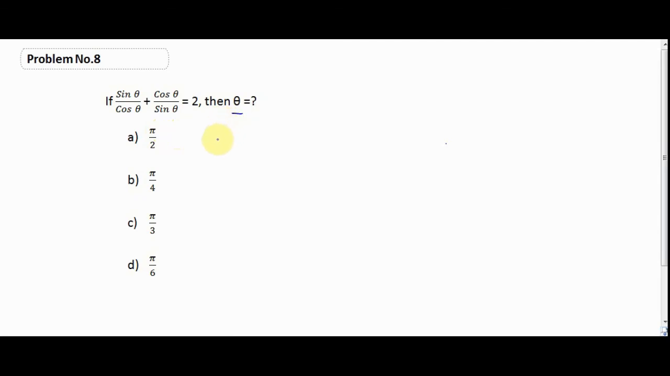Okay, now coming to the solution, we have sin theta by cos theta, that may be replaced as tan theta, plus cos theta by sin theta may be replaced as cot theta. Now the sum of these two should be equal to 2. So the theta value for which we get the sum of tan and cot equal to 2 is nothing but theta equal to 45 degree.